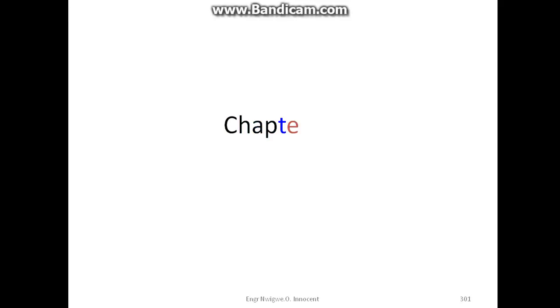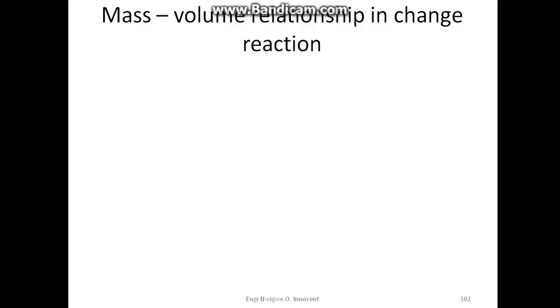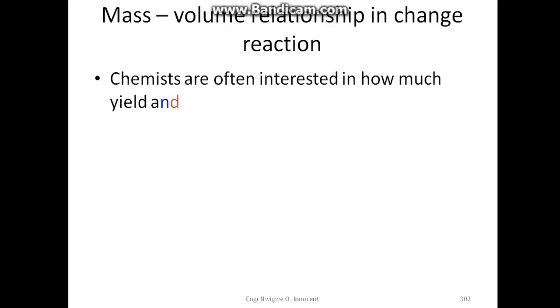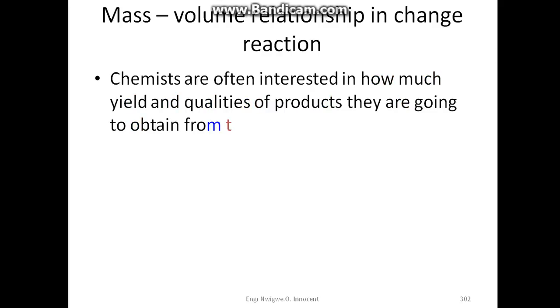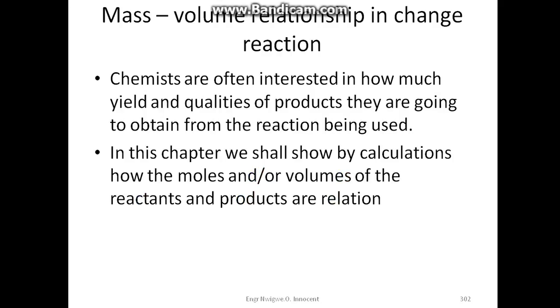Chapter 11. Mass-volume relationship in chemical reactions. Chemists are often interested in how much yield and quantities of products are going to be obtained from the reaction being used. In this chapter, we shall show by calculation how the masses and volumes of reactants and products are related.